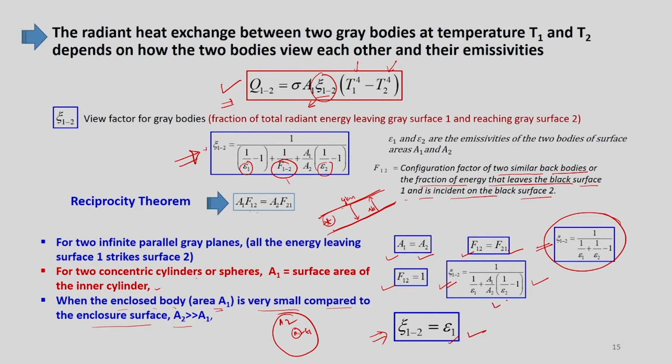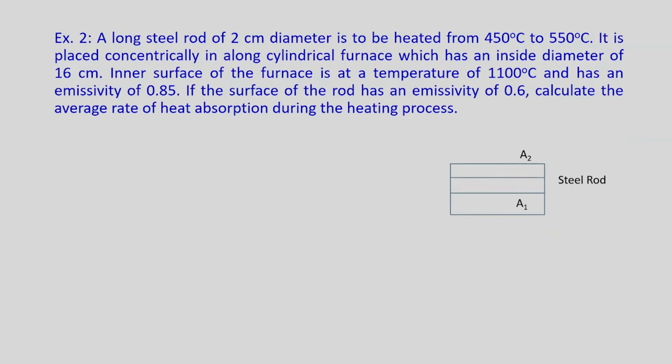Once we know this factor, then we can use this expression for radiant heat exchange between two gray bodies at temperatures T1 and T2. That way we can calculate the radiative heat exchange. Area A1 is known, temperatures are known, and this constant is known to us, right. So, this knowledge will be required in designing a flat plate collector. Now, let us take one more exercise.